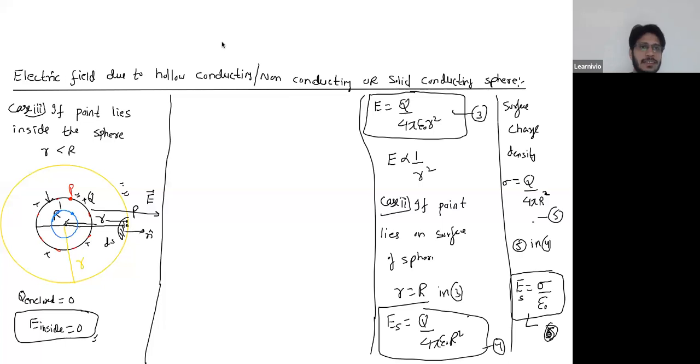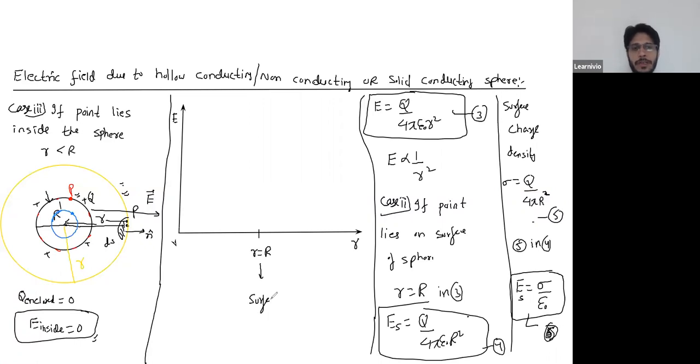Now the next task is to plot the E versus R graph. This is R and this is E. This is R equal to capital R. R equal to capital R means your point is on the surface. R is less than capital R. So what do you understand by R less than capital R? Is this point inside or outside?